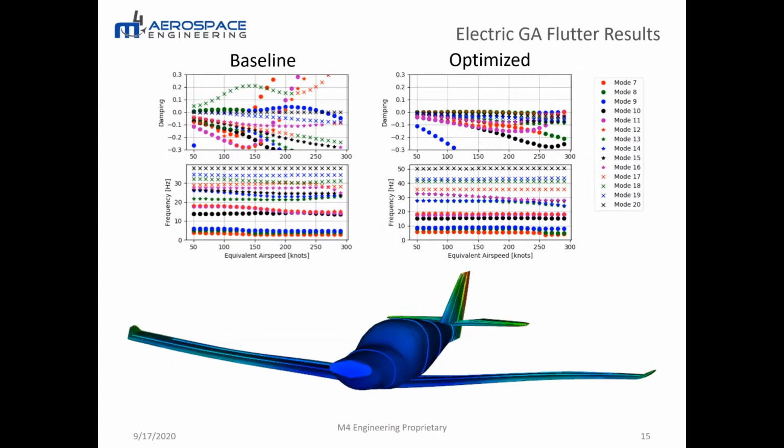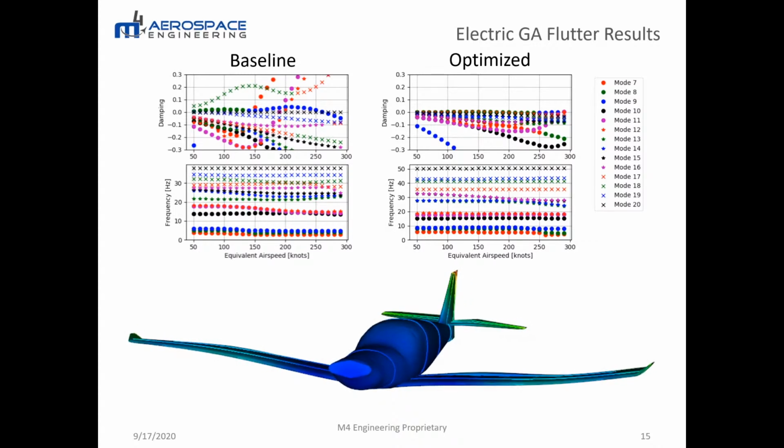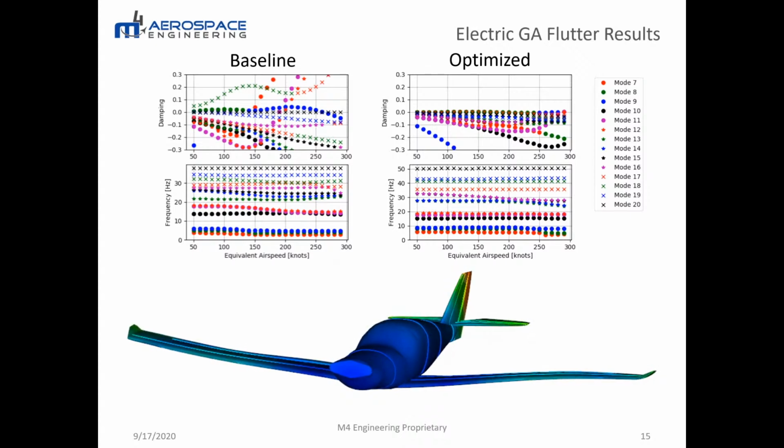Okay, so this result here is a flutter result that we're showing from an electric GA application. I believe this was shown last year. This was a really nice result where we did a sizing condition actually based on flutter, and these types of things are possible with the tool and work pretty well.